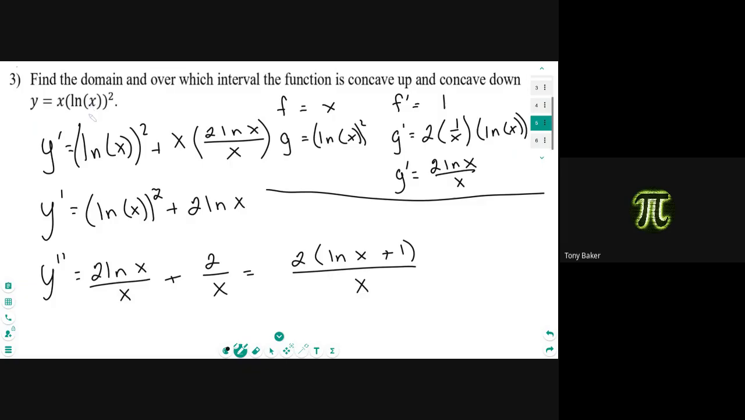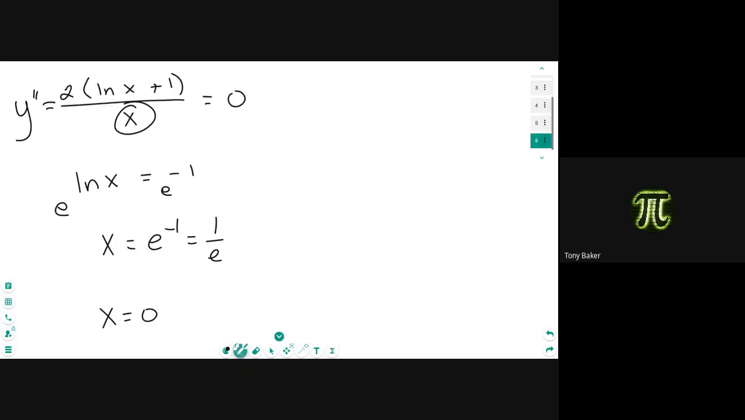In this case, when we looked at it, x is not in my original domain, therefore I don't need to actually use it. So the only critical number is 1 over e. Now I need to figure out, is it concave up or concave down on those intervals? So I do my quick little number line with 1 over e. I can't use 0, but I can use 1/2, and I can use 1 on the other side.